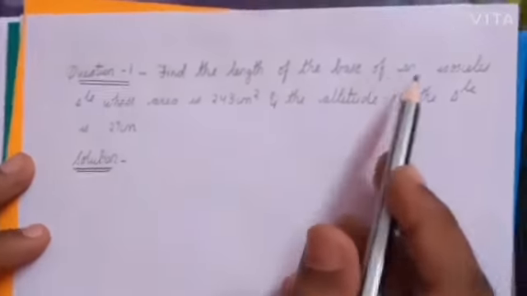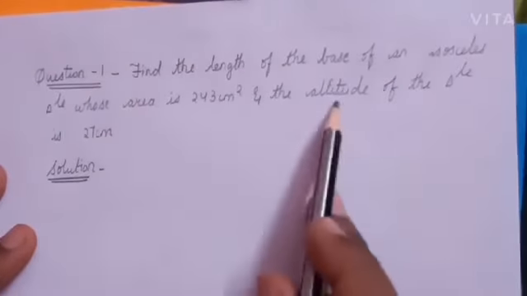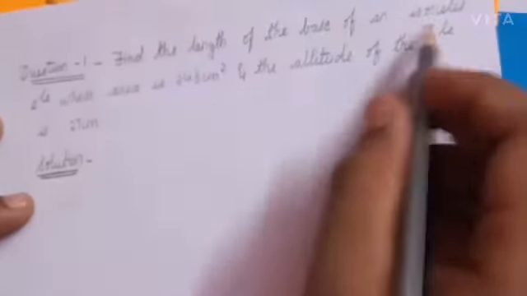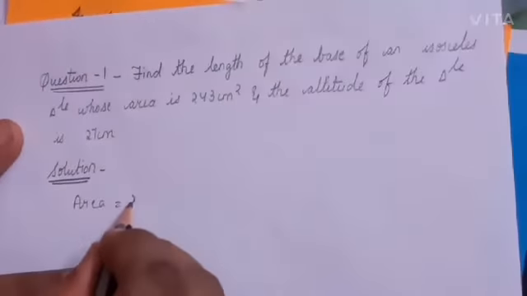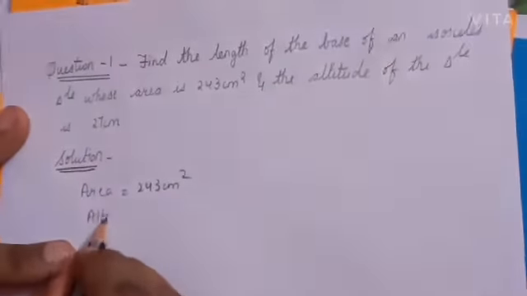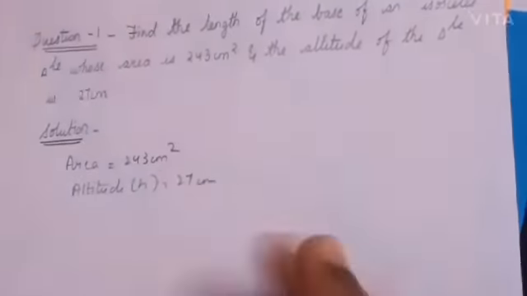So for that, let's do one sum. Find the length of the base of an isosceles triangle whose area is 243 centimeters square and the altitude of the triangle is 27 centimeters. So first we write the general form, right? What are the measurements given here? The area given is 243 centimeters square and the altitude, that is nothing but the height, is 27 centimeters. So if you want, you can draw a triangle, right?